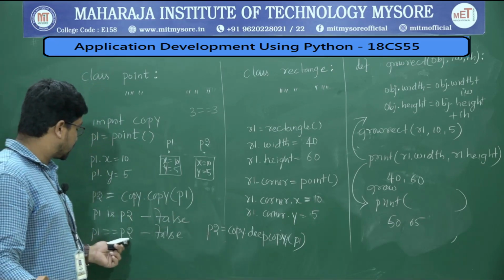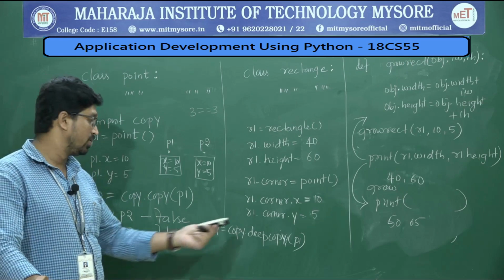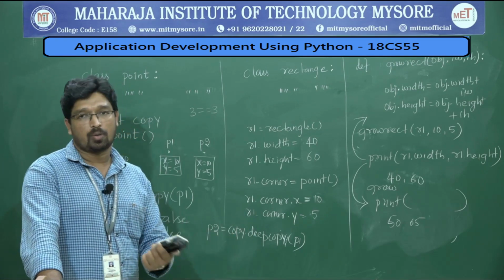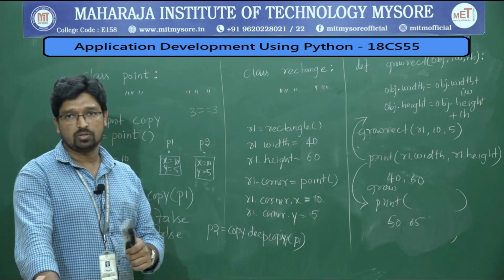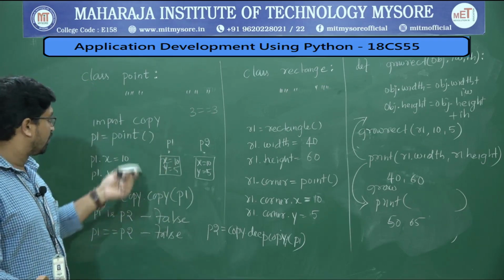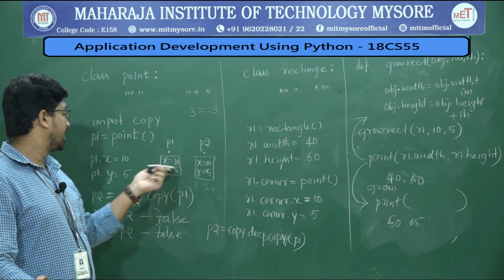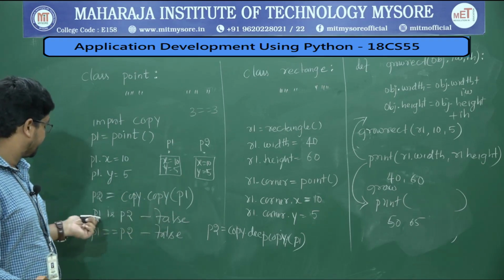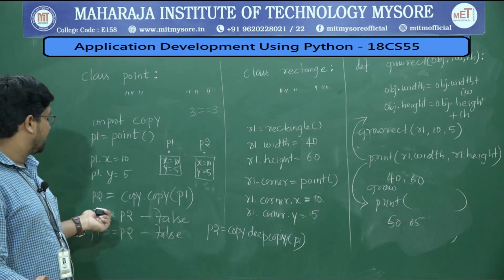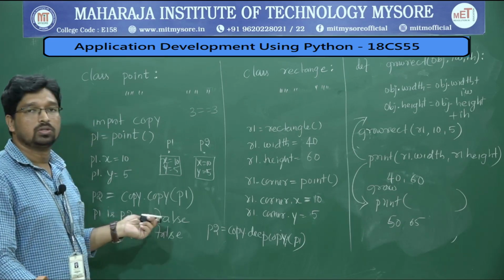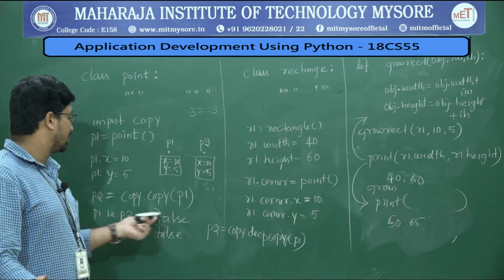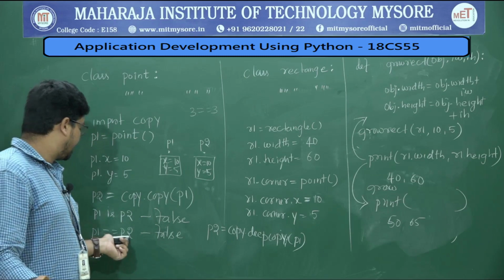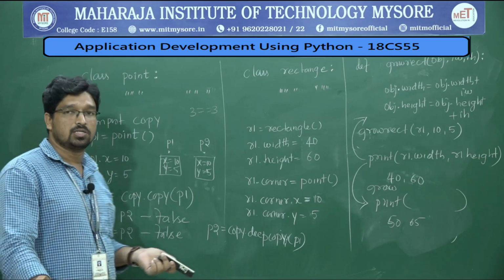Whether P1 is equal to P2, I will get a true as a result, because we are performing a deep copy. Understood? I have created one object. I am trying to copy the content of P1 to P2 as a normal copy. Then, whether P1 is P2, I will get a false. Whether P1 double equals P2, I will get a false result.